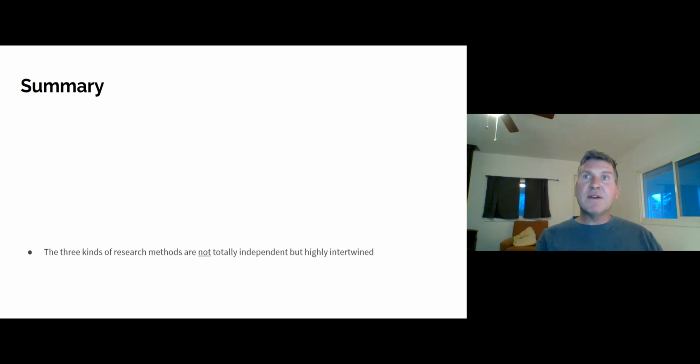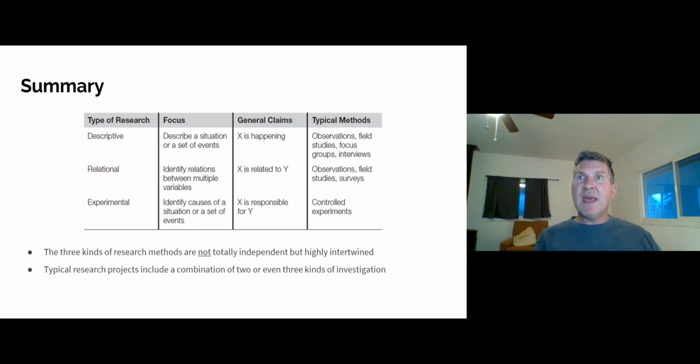Here's a summary of the different types of investigations that we've seen. We have descriptive, relational, and experimental. As we go down, the strength of the evidence is much stronger. The descriptive makes a general claim that X is happening, whereas the relational finds the relationship between X and Y, and experimental can claim that X is responsible for Y. So it's a causal relationship.